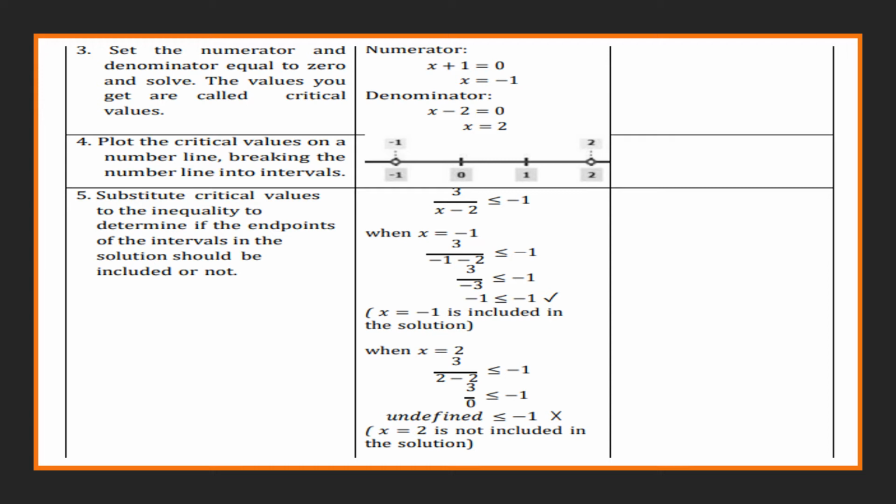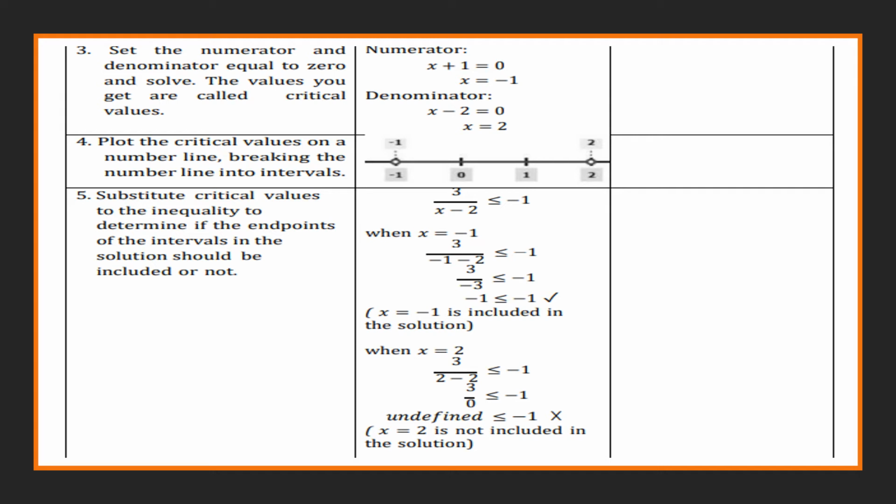Now, substitute the critical values to the inequality to determine if the endpoints of the intervals in the solution should be included or not. So we will just substitute. 3 over x minus 2 is less than or equal to negative 1. When x is negative 1, 3 over negative 1 minus 2 is less than or equal to negative 1. We know how to substitute, it's like evaluating the function. Then 3 over negative 3, negative 1 is less than or equal to negative 1. That's correct, because there is an equal sign there. But if there were no equal sign, the result would be wrong. So x equals negative 1 is included in the solution.